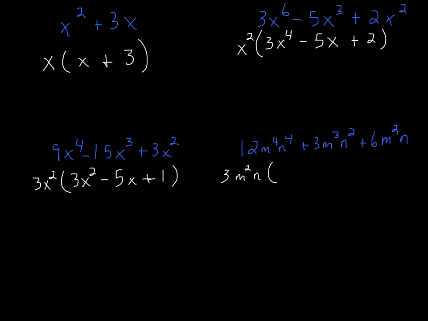Alright, so now to get from 3m squared n to 12m to the fourth n to the fourth: 3 times 4 is 12. M squared, so we need 2 more m's. We have 1 n and we need 4 n's, so we need 3 more. To get from 3 to 3, we just need 1, so we don't even need to put the 1 in there. M squared to m to the third, we just put m. And n to n squared, we need 1 more n. And finally, 3 times 2 is 6, m squared, n.